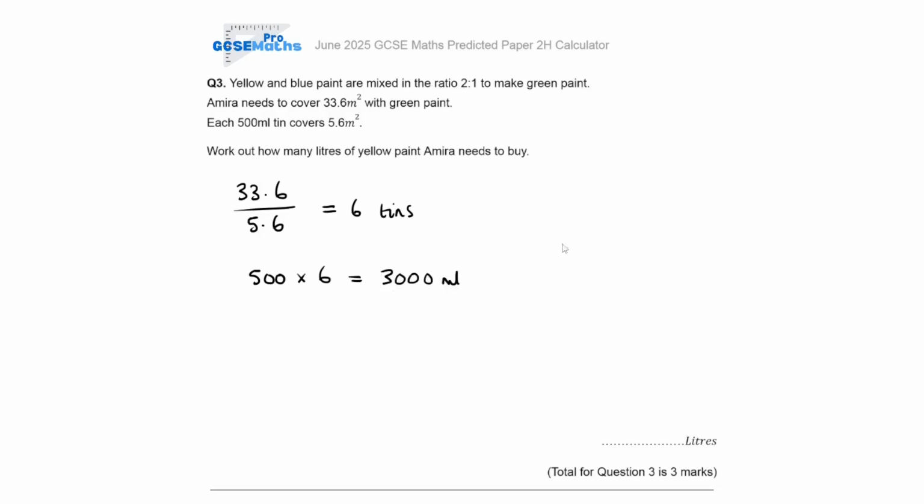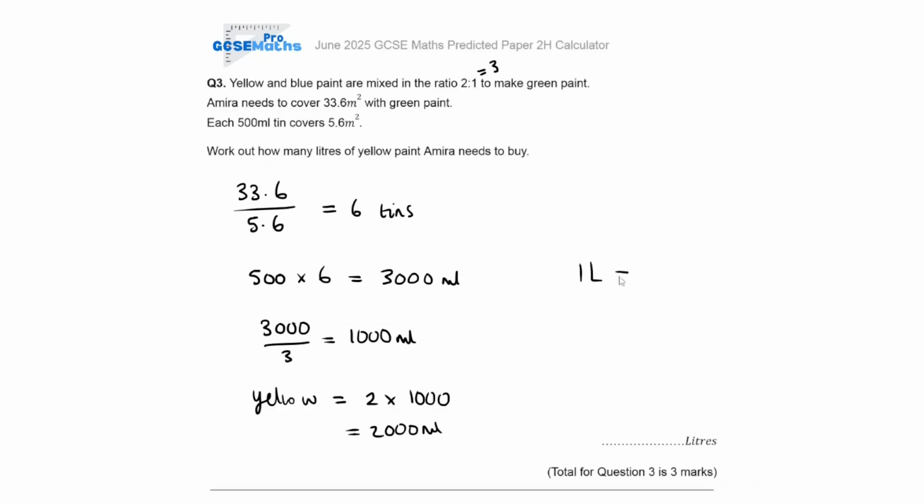And then I can share out my ratio, so when you add it, we get 3 parts. So I can divide 3,000 by 3, which means it's 1,000 milliliters of paint per every part of the ratio. But for yellow, that means I need 2 lots of that, doesn't it? 2 times 1,000, which is then 2,000 milliliters. And the last thing I need to do is convert it into liters. Hopefully you know that 1 liter is the same as 1,000 milliliters. They won't tell you that. So it's just 2 liters.